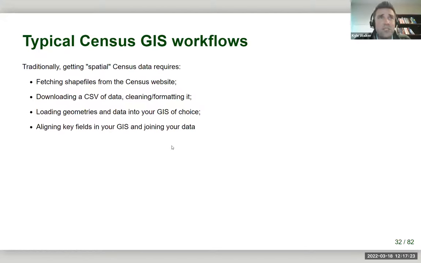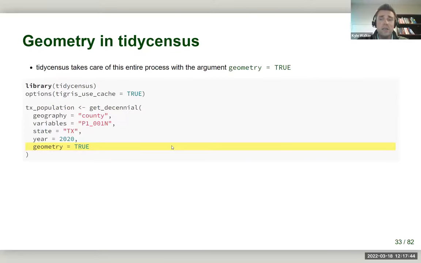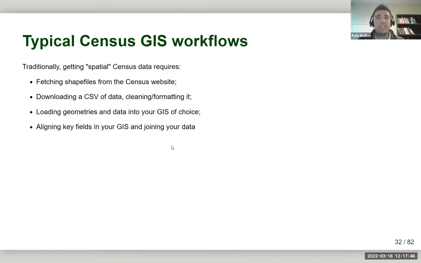Align key fields in your GIS. And what that means is you need to find something that you can match on. And oftentimes the columns that you're matching on will not be formatted the same way. Maybe one is formatted as text and the other is a number. So you need to do type conversion. Finally, once that's cleaned up, you merge your data together. And then you can actually start mapping your data.